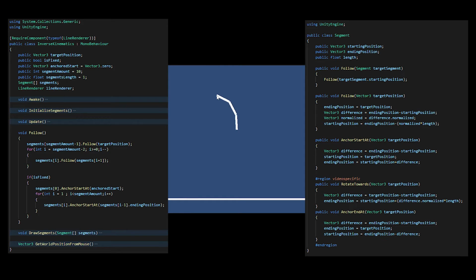Once that's done, if we want our inverse kinematic system to have a fixed starting point, we simply shift the first one's starting point to the anchor. Then, we go through the rest of the segments in a forwards manner and set their starting position to be the updated endpoint of the previous segment.